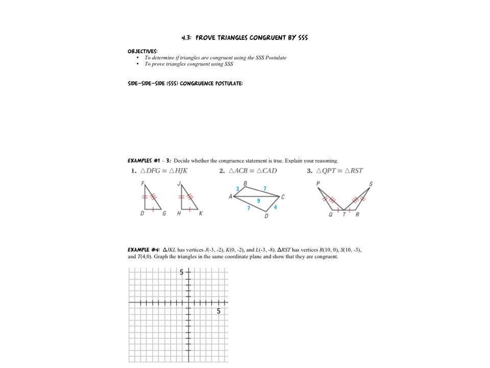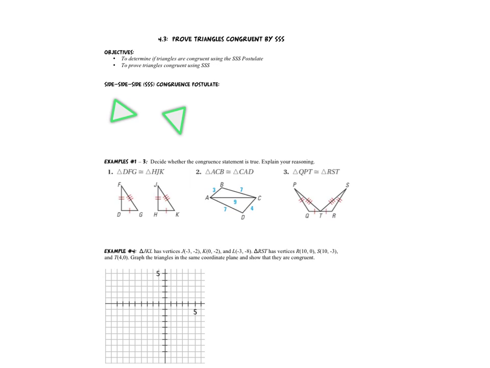So in the previous section, 4.2, we learned that in order for triangles to be congruent they had to have 3 congruent angles and 3 congruent sides. Well, now we're minimizing that and we're saying as long as there are 3 sides of one triangle congruent to 3 sides of another triangle, then the triangles are in fact congruent.